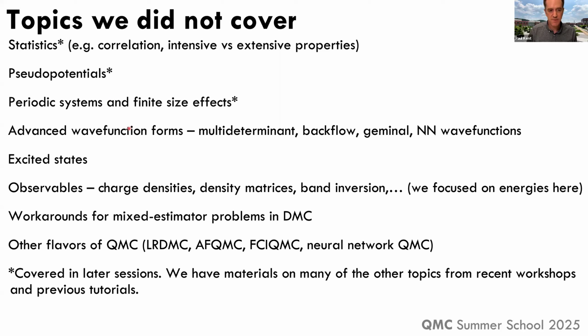I haven't spoken here about advanced wave function forms, be they not just multi-determinants, but backflow or perhaps neural networks, to really focus our discussion on the standard recipe that is very effective for research in the field. Of course, there's a lot of observables that one can compute. So I know someone is interested in density matrices, for example, and we should have a discussion about them. We're very much focusing on energies here. I mentioned the mixed estimator problem. There's workarounds for that. And there's also quite a few other flavors of quantum Monte Carlo.